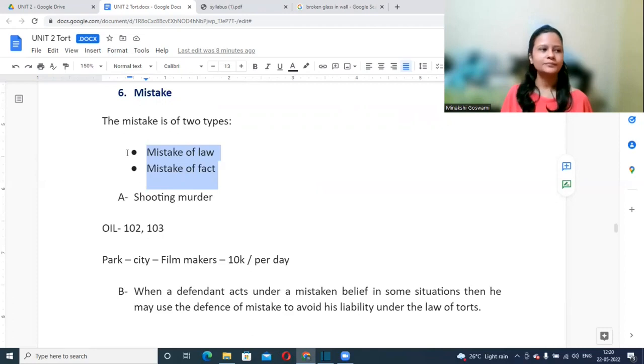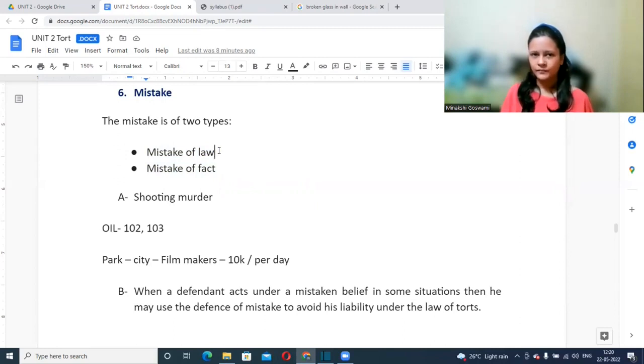Take for example, there is a notification coming in that without wearing a mask, you cannot roam outside, otherwise 500 rupees fine. You cannot say that I don't watch news, so I was not aware of it. Plus I'm also not a law student, I don't know about it, so I'm not liable. That is not an excuse. It is expected that if some law is there, some changes are there, you are expected to know about it. So mistake of law is not an excuse. It's not a defense.